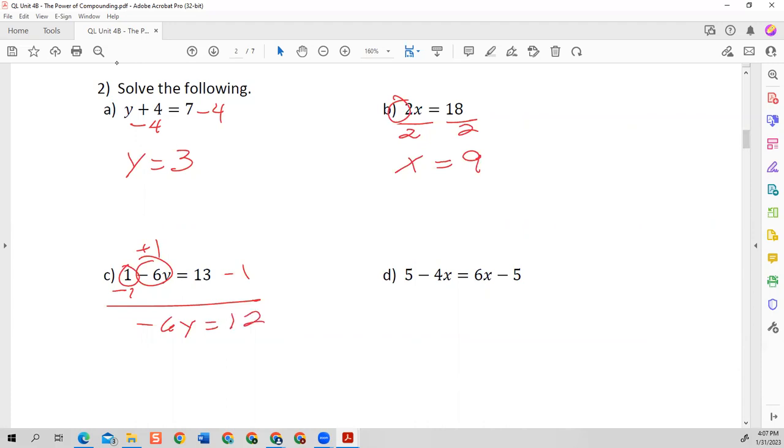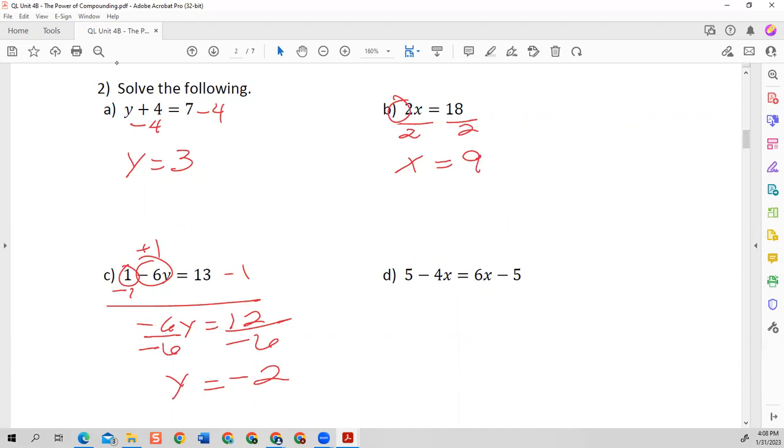Now I have a negative 6 coefficient on y. I need it to be a positive 1. So that means I divide by negative 6. Negative divided by negative is positive. 6 goes into 6 once. What I do to one side, I'm doing to the other. Negative 6 goes into positive 12, negative 2 times.